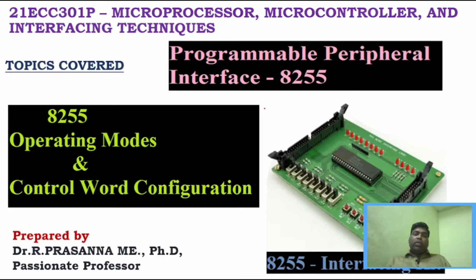It gives me immense pleasure to welcome you all to my new video, and today's video is about another interesting topic in the subject microprocessor, microcontroller and interfacing techniques. We're going to see the operating modes and control word configuration of programmable peripheral interface 8255. In the previous video, we saw the functional block diagram and pin diagram of 8255, and today we are going to see the different operation modes of 8255 and how we can configure those operation modes based upon the control word configuration, right?